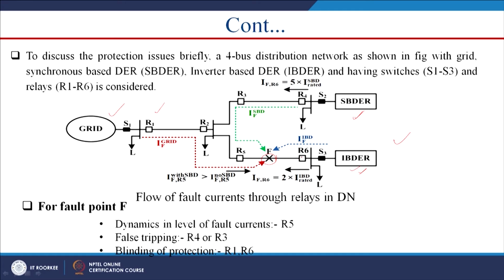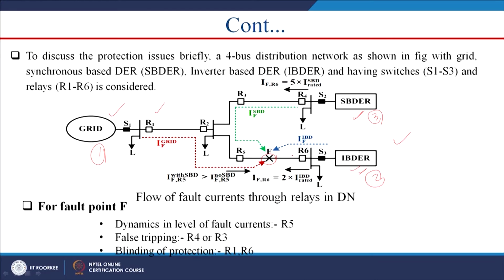Now, the fault current will be driven from all these three sources. This is source 1, that is my grid, this is source 2, that is my inverter based DER, and this is my source 3, that is synchronous based DER. The three sources will contribute to the fault point. The fault current is going to rush to the fault point.